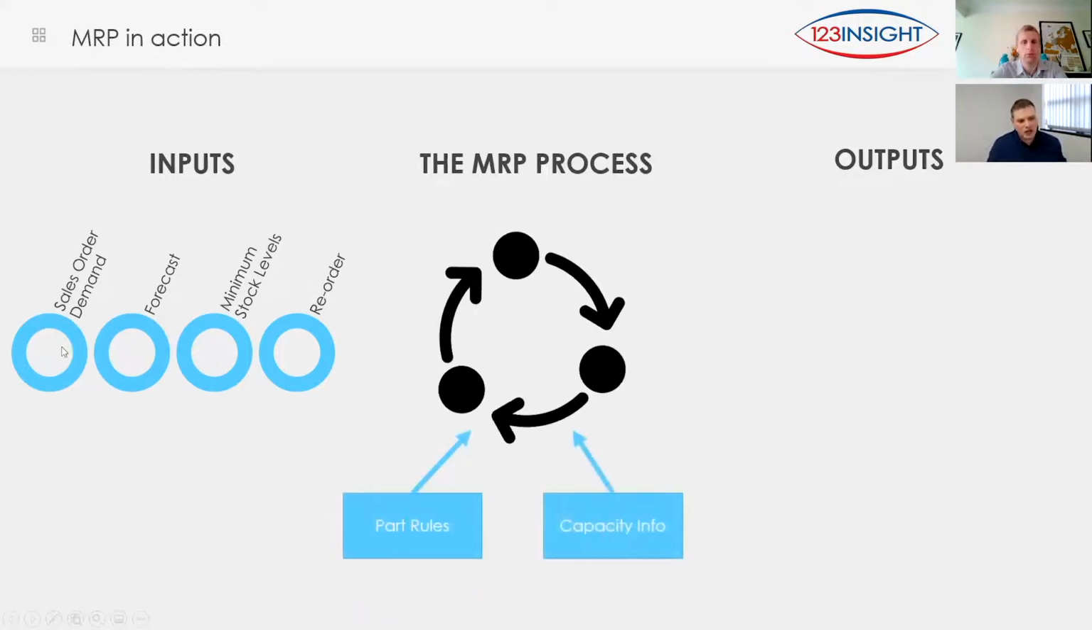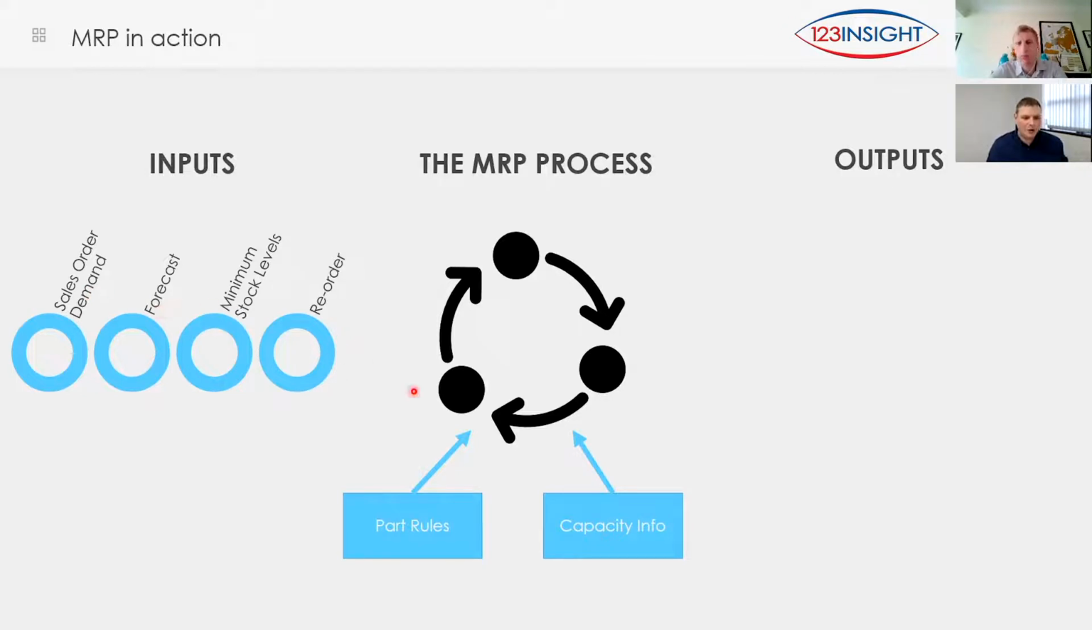So we'll have some sales order demand, for example, or maybe we'll have a forecast. So if we haven't got a sales order, we might have a customer forecast. We might have some parts that have gone below their minimum stock levels, or some items that have gone below a reorder level. These kind of things are inputs into MRP. These are the things that give us demand. So demand is kind of our main input.